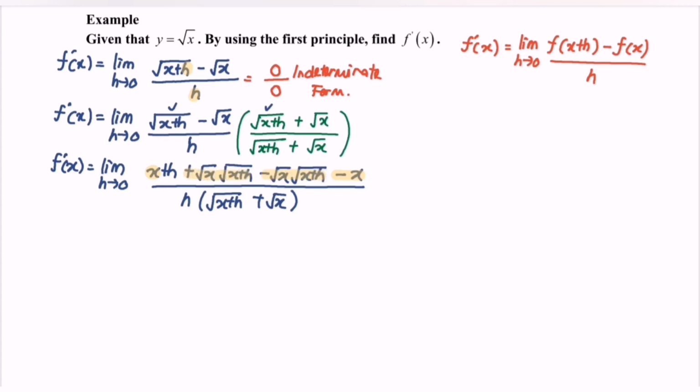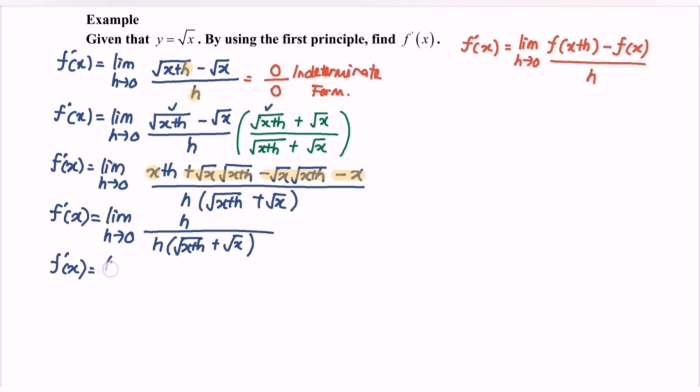So finally, we have f'(x) is equal to the limit as h approaches 0 of h for the numerator over h times [square root of (x + h) plus square root of x]. After we simplify, we will have the limit as h approaches 0 of 1 over [square root of (x + h) plus square root of x].